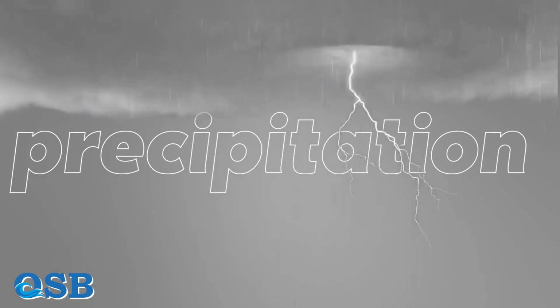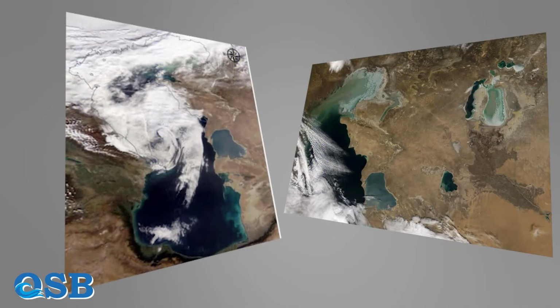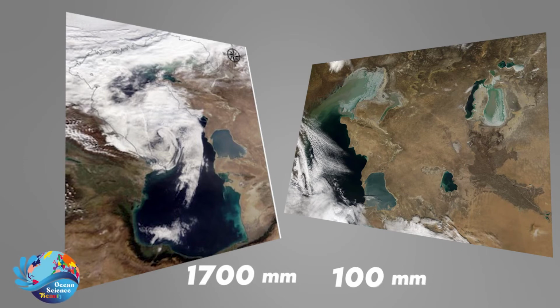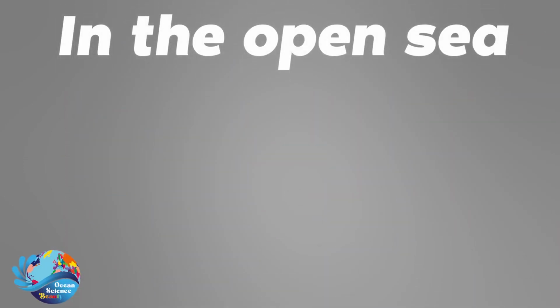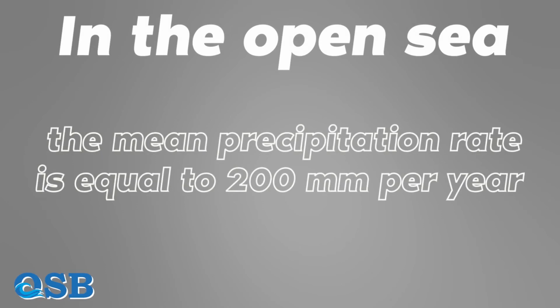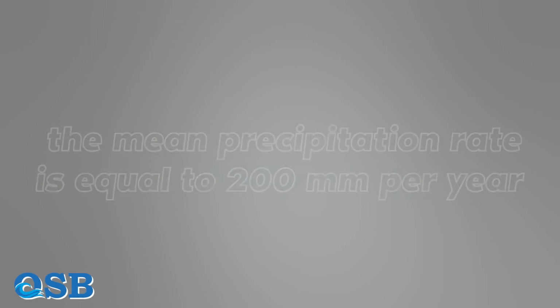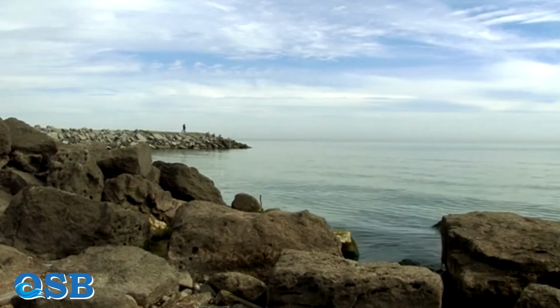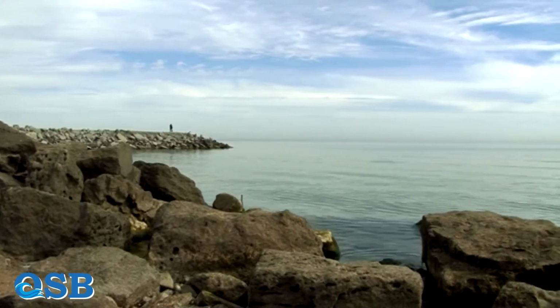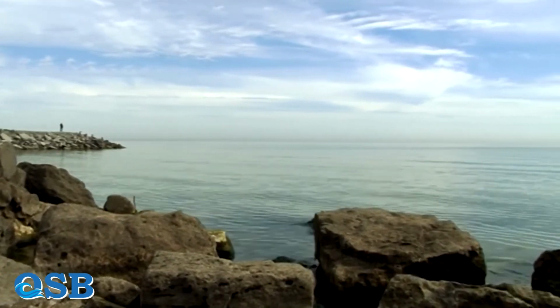Another important point is the amount of precipitation in the Caspian Sea, which directly affects the salinity of the Caspian Sea. The average precipitation is different from region to region. In the east part, the precipitation is only 100 mm per year due to the drying climate, while in the southwestern part it would be 1,700 mm per year. In the open sea, the mean precipitation rate is equal to 200 mm per year. So far, we have answered why salinity and temperature are distributed in this way in the Caspian Sea due to its climate and precipitation rate.